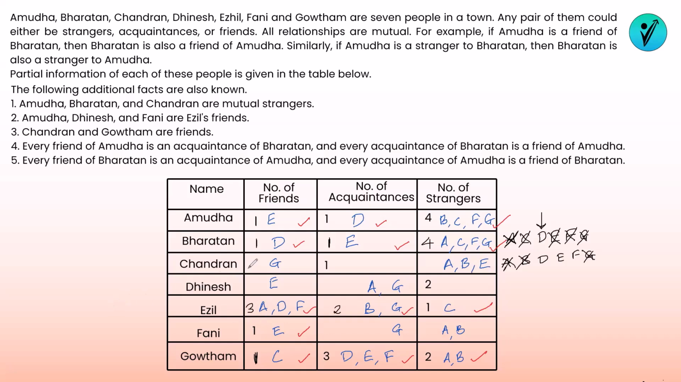For C, let's take a look at what is remaining. So A, B, and E are gone now. And G is gone. So we are left with D and F. Let's take a look at who could be an acquaintance to C. Can D be an acquaintance to C, or can F be an acquaintance to C? When we take a look at D, we know that A and G are acquaintances.